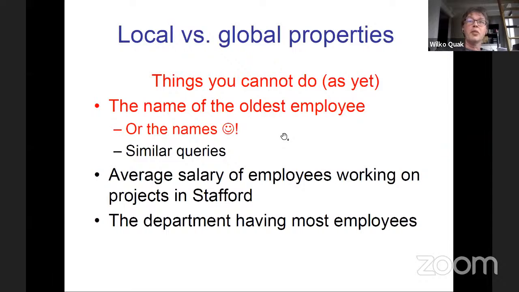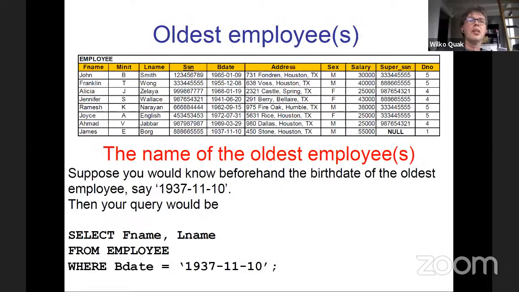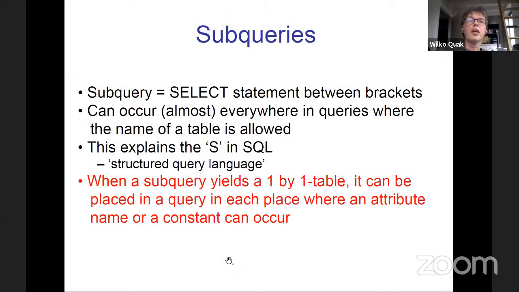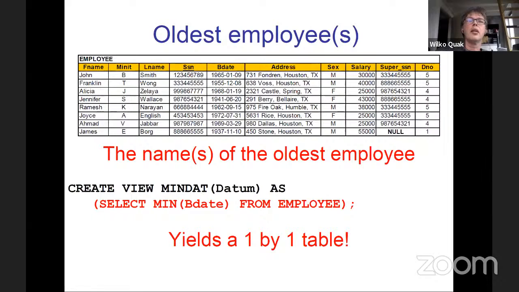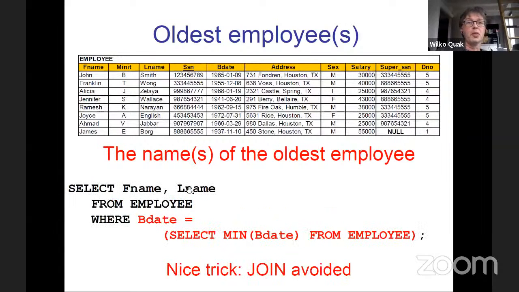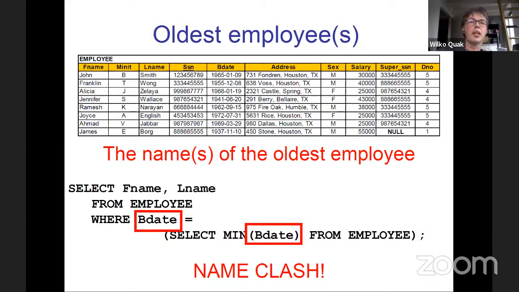And what can you do now? Well, again, the names of the oldest employee. That's what I show to you. And here you replace this value by another value, by a query. And so you did it with a create view, but you can always also do it like this. Nice trick.